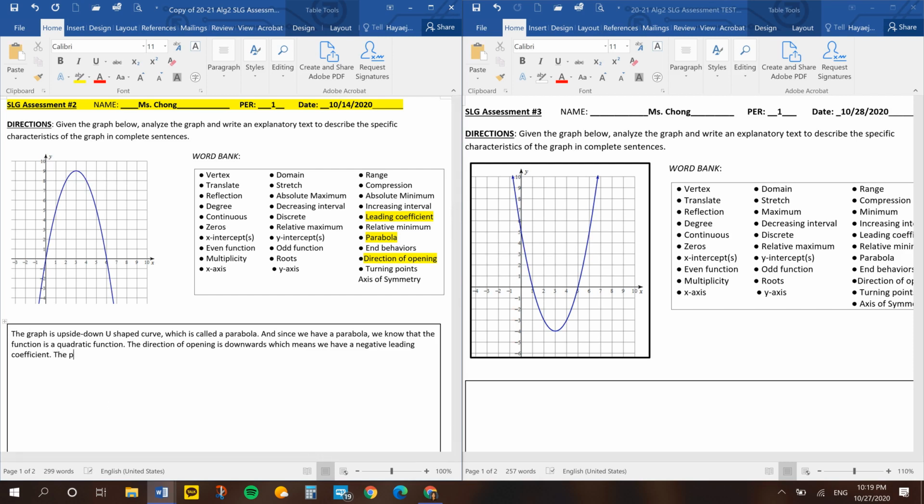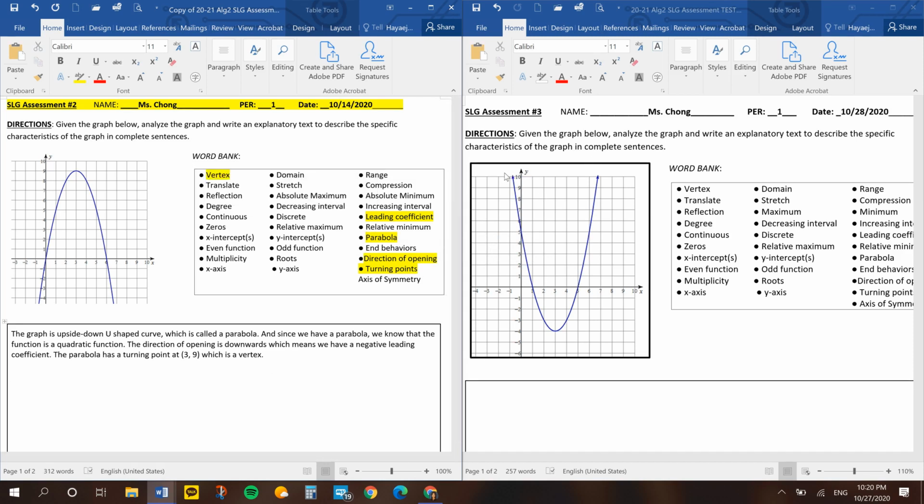We can say the parabola has a turning point at 3 and 9. Where did I get 3 and 9? Look at the turning point in the middle. X is 3, Y is 9. So this is your vertex. Okay, so I used turning points as my word. I also used the vertex.